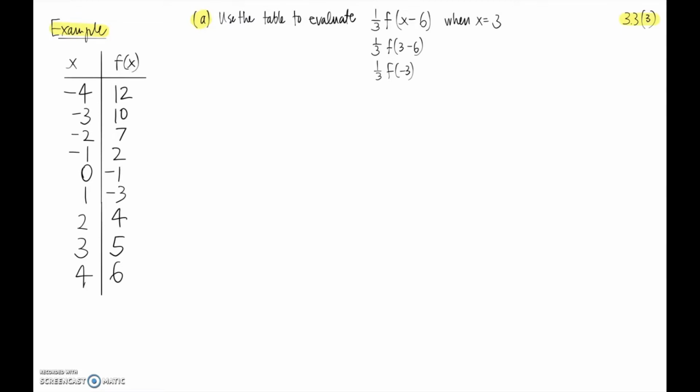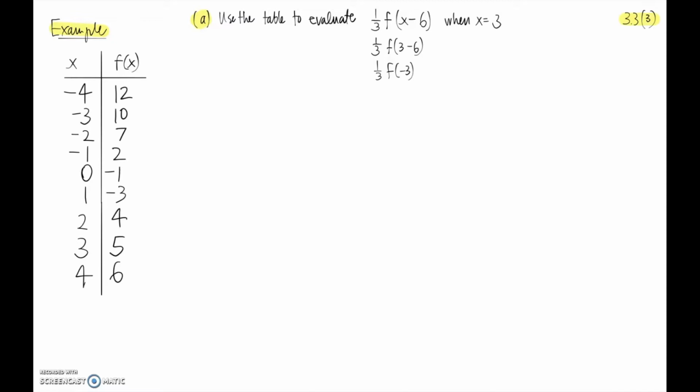Okay, at this point, f of -3 is something that we could use the table to evaluate. When -3 is our input, what is the output of the function f? When -3 is our input, oh, here it is right here. When -3 is our input, what's the output of f? And it's 10.